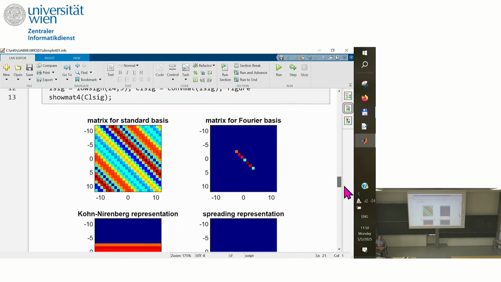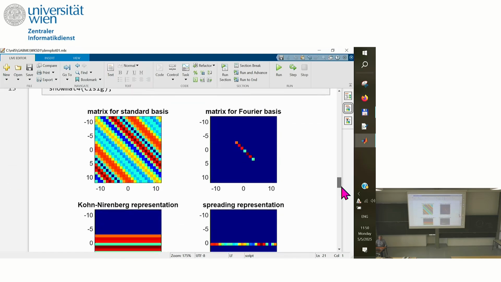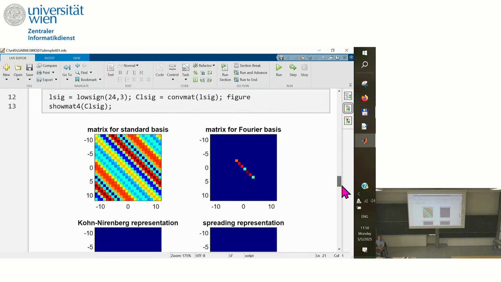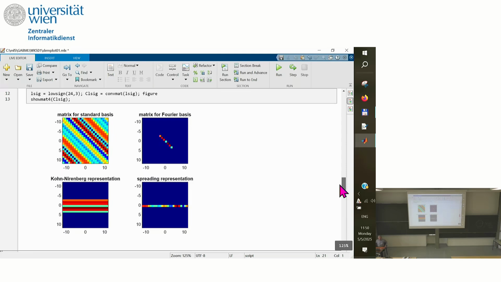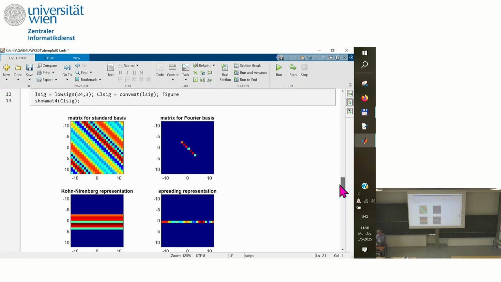That's another repetition. Now, I have a command called show mat4. Show me a matrix in 4 different settings. And the convolution operator is a very good example. We all know that a circulant matrix represents a convolution operator, something constant along side diagonals. Okay, that's left upper. That's the matrix representation of the convolution operator.